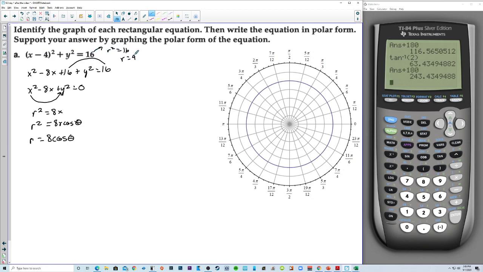But if we doubled that, that would be our diameter. And we're getting the same thing no matter what form we have. We could have rectangular, and we have a diameter of 8. We have polar, and we still have a diameter of 8. And we're going off to the right here because this is cosine. So there's a diameter of 8.